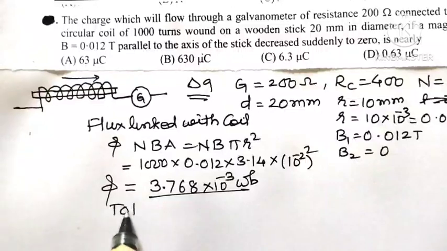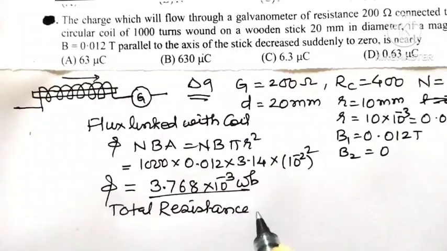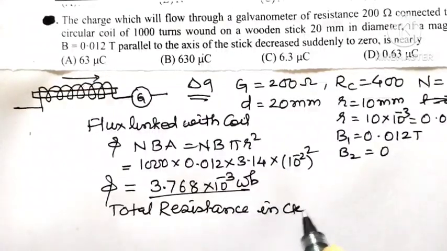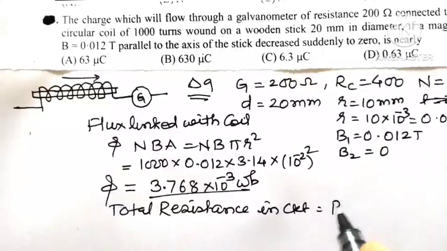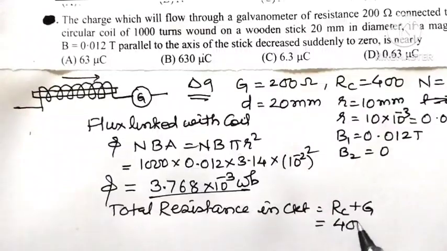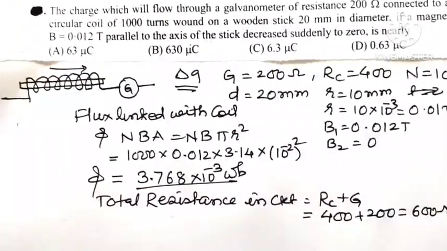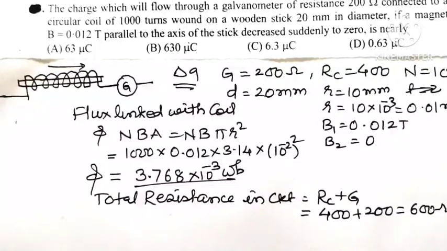Now, what is the total resistance of the circuit? Total resistance in the circuit is equal to resistance of coil plus resistance of galvanometer. Resistance of coil is 400, resistance of galvanometer is 200, so that is equal to 600 ohm. So, the total resistance of the circuit is 600 ohm.